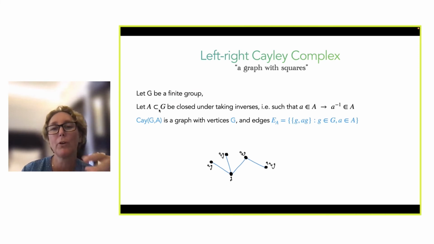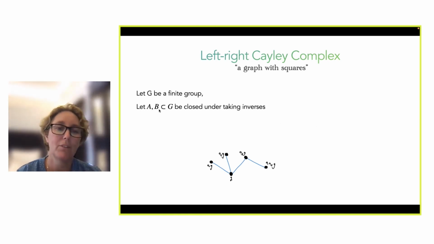Okay, so I want to show you how we construct this graph that also has squares, and in a way that is a high-dimensional expander. Our object will be called the left-right Cayley complex. We start with a group G, and we take a small set of elements in G, A, which is closed under inverses. It is a well-known object that we can construct the Cayley graph of G with A. It's a graph whose vertices are elements of G, and edges connect G to A times G.